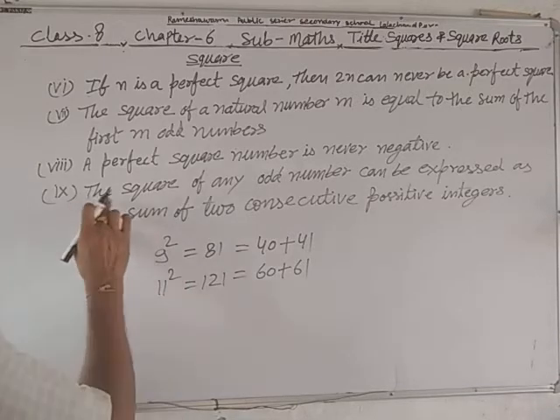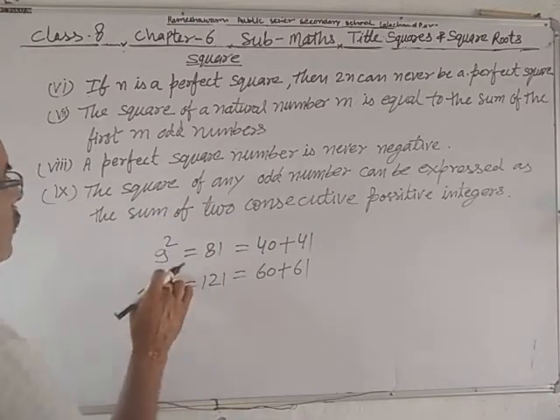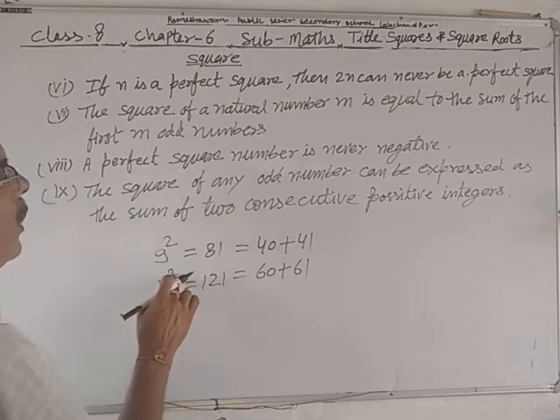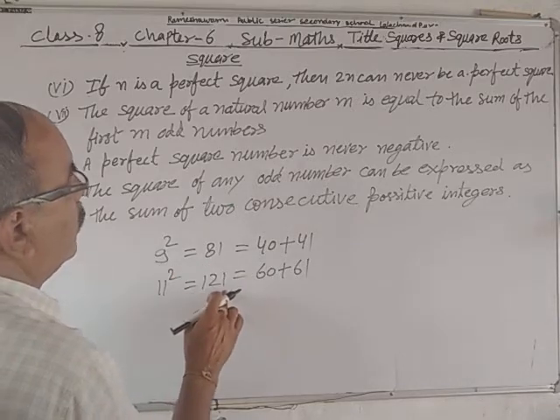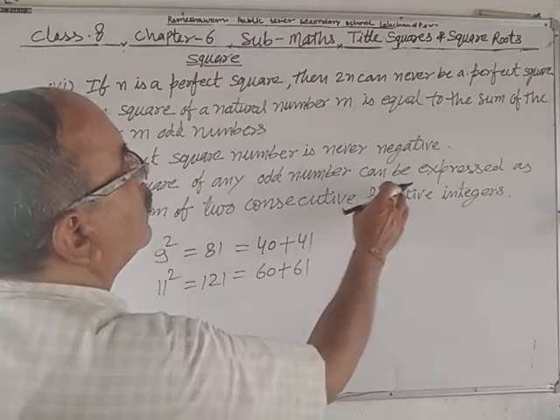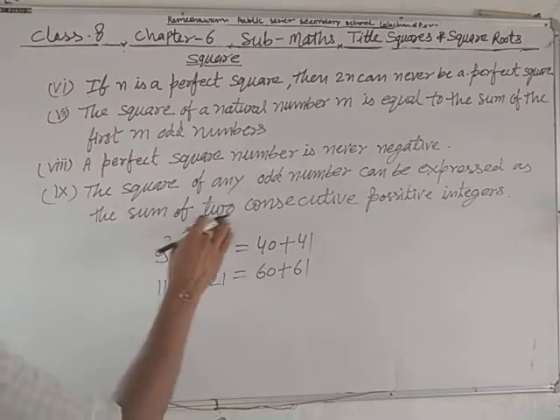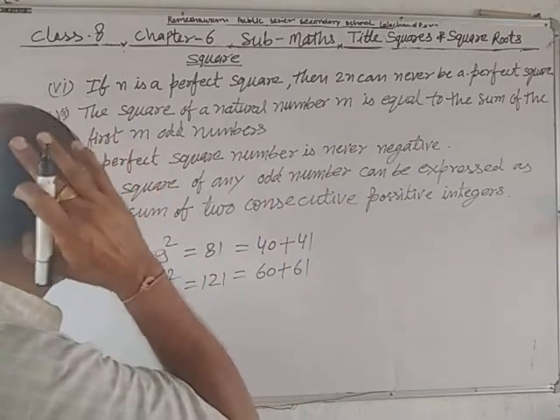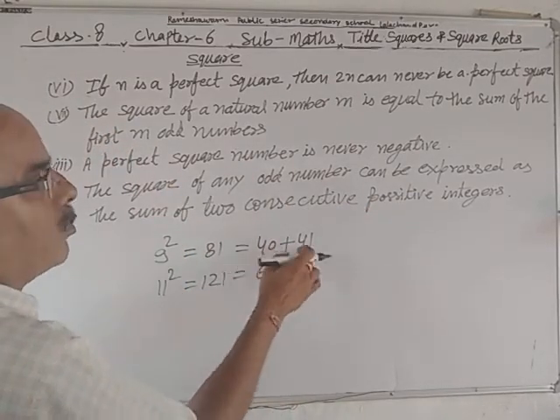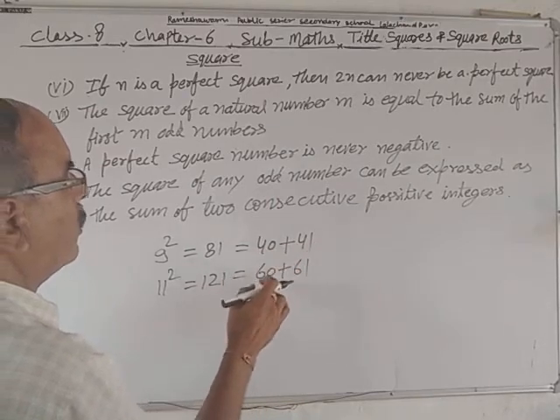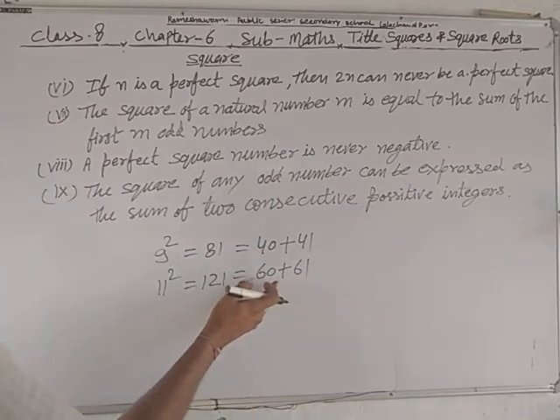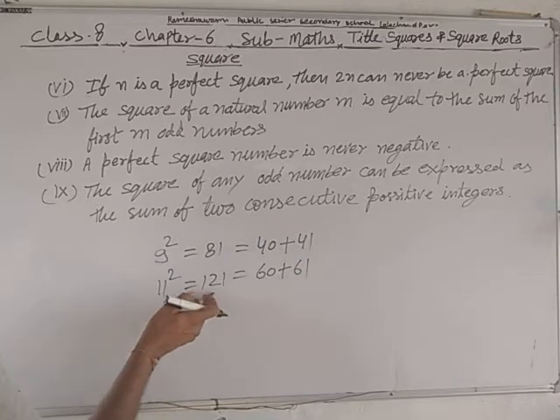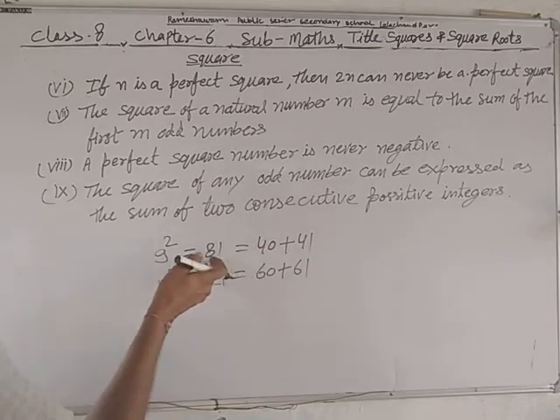The square of any odd number. This is odd number. The squares 81, 121 can be expressed as the sum of 2 consecutive positive integers: 40, 41, 60, 61. The sum of the consecutive 2 positive numbers is 121 and 81.